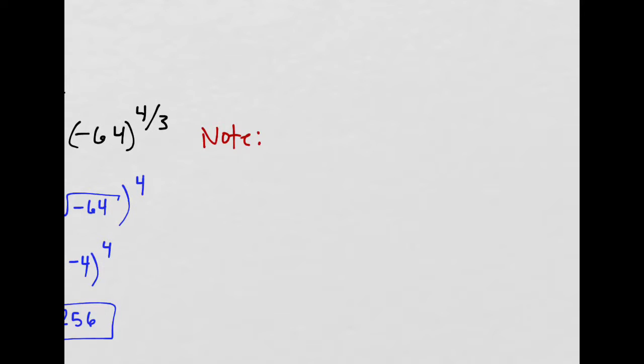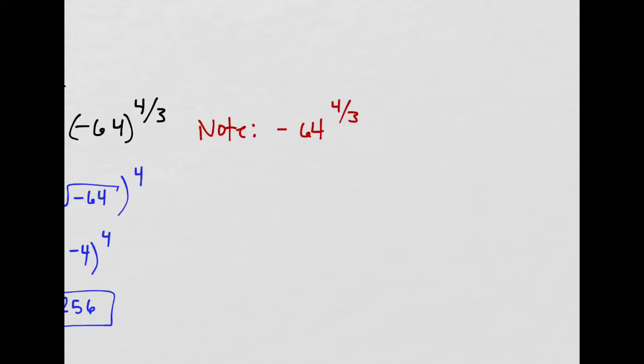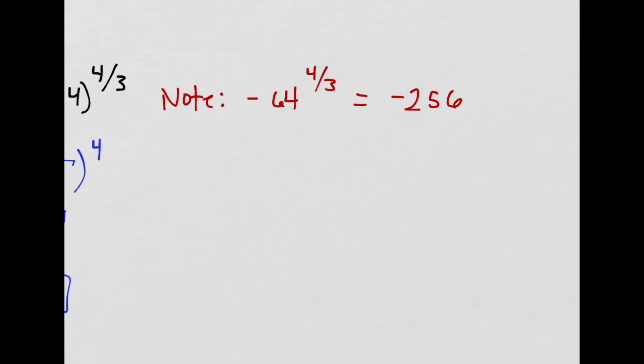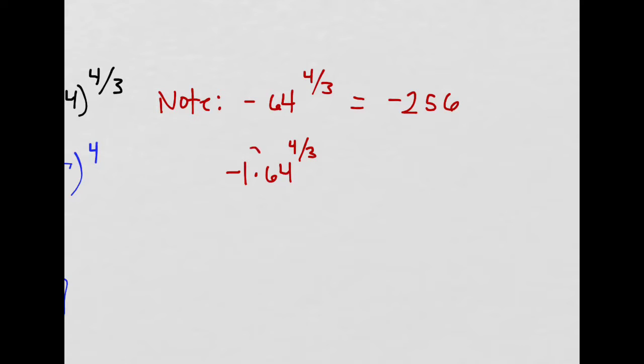So note, negative 64 to the 4/3. That's actually going to equal negative 256. Now, some people are thinking, like, why is that? It's going crazy. Well, we can think of this as negative 1 times 64 to the 4/3, right? Anytime you have a negative, that's really what it is as well.